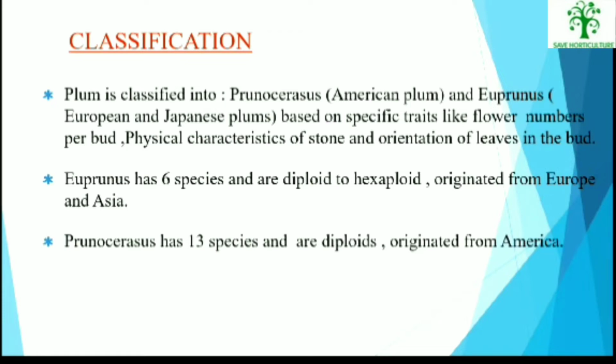Classification. Prunus is classified into Prunocerasus, the American plums, and Euprunus, the European and Japanese plums, based on specific traits like flower number per bud, physical characteristics of the stone, and orientation of leaves in the bud. Euprunus has 6 species, which are diploid to hexaploid, originated from Europe and Asia. Prunocerasus has 13 species, which are diploids, originated from America.